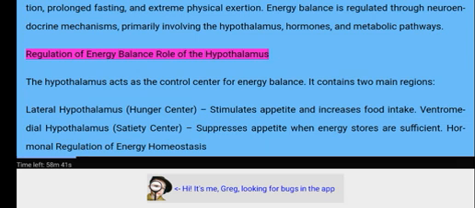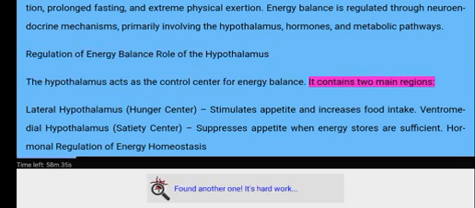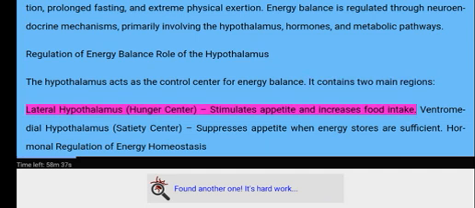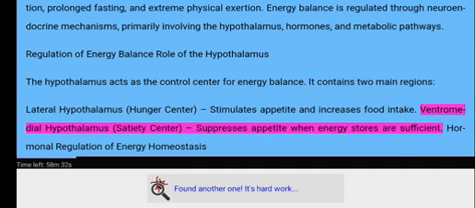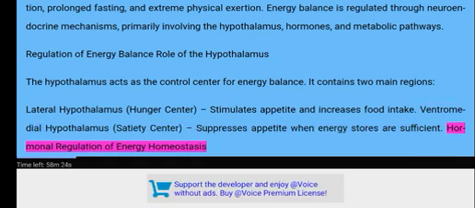Regulation of energy balance. Role of the hypothalamus. The hypothalamus acts as the control center for energy balance. It contains two main regions. The lateral hypothalamus, the hunger center, stimulates appetite and increases food intake. The ventromedial hypothalamus, the satiety center, suppresses appetite when energy stores are sufficient. Hormonal regulation of energy homeostasis.